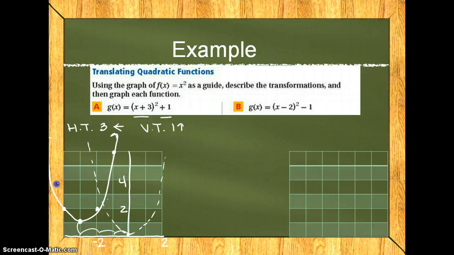The second one is g of x is equal to (x minus 2) squared minus 1. And again, inside parentheses is a horizontal translation, and again, what you see is opposite. So a minus 2 means 2 to the right. And then on the outside, we have a vertical translation, and again, what you see is what you get. So negative 1 is 1 down. From here, all we need to do again is graph the one that's over here. So we're going to shift it 2 to the right and 1 down.